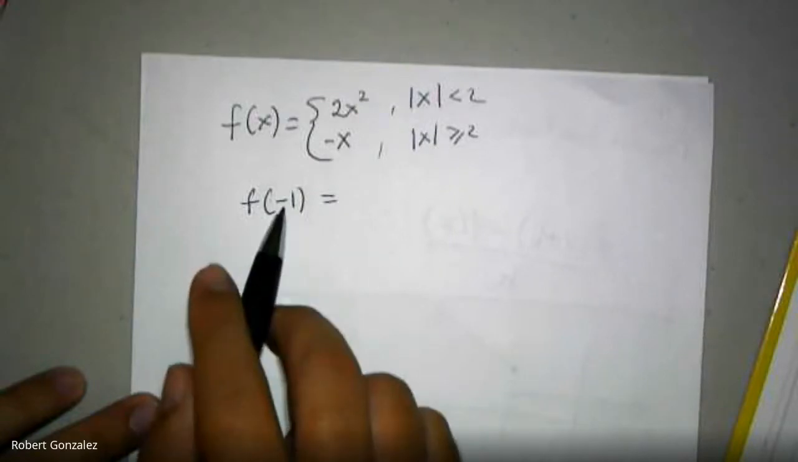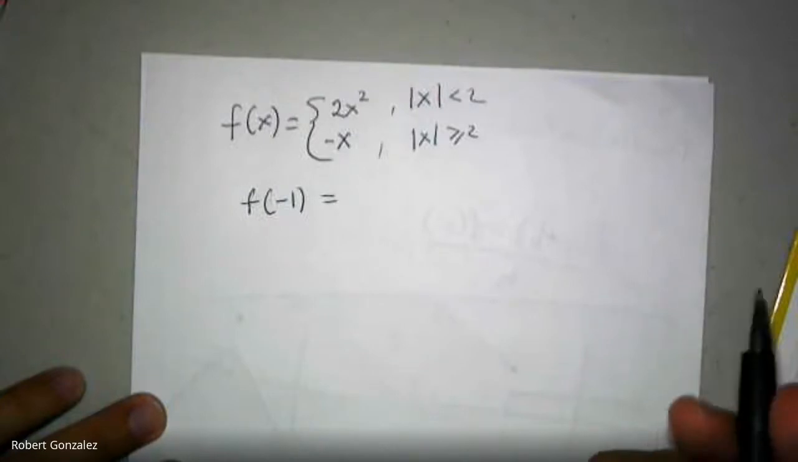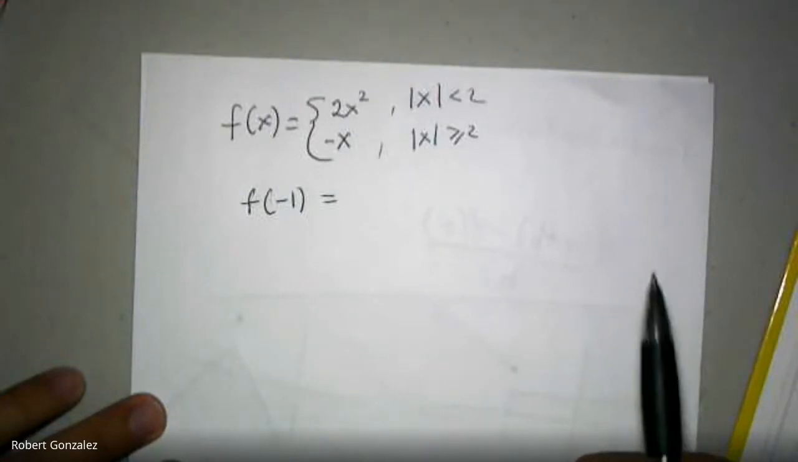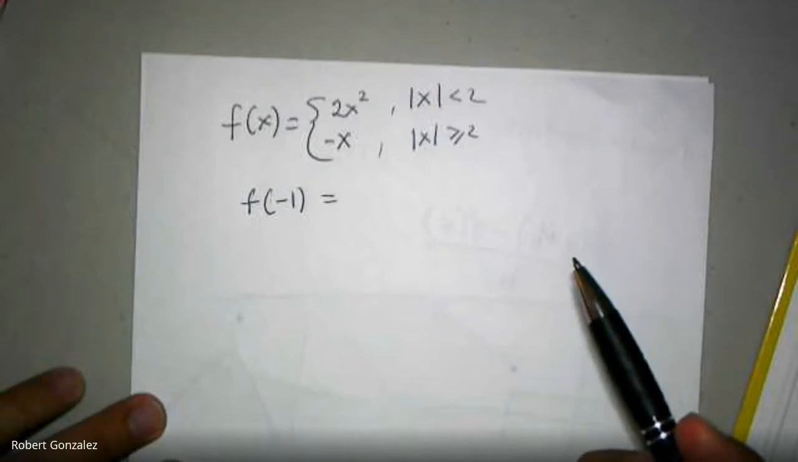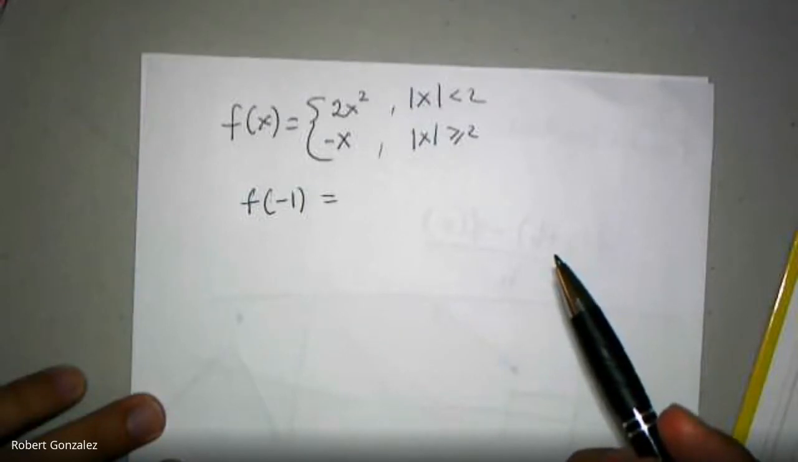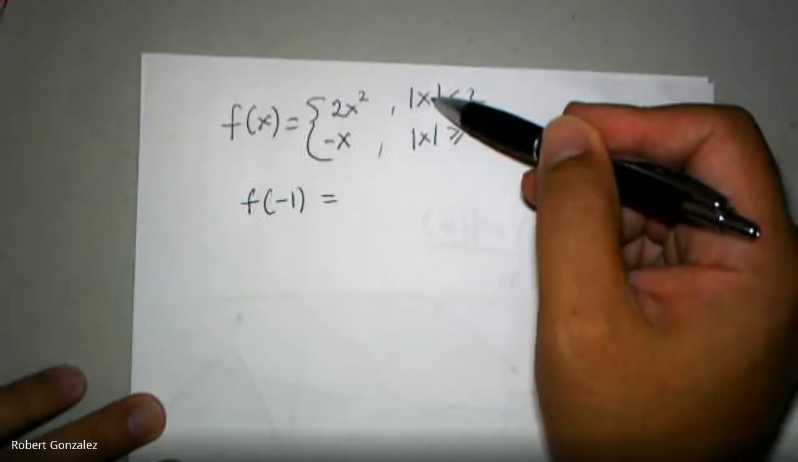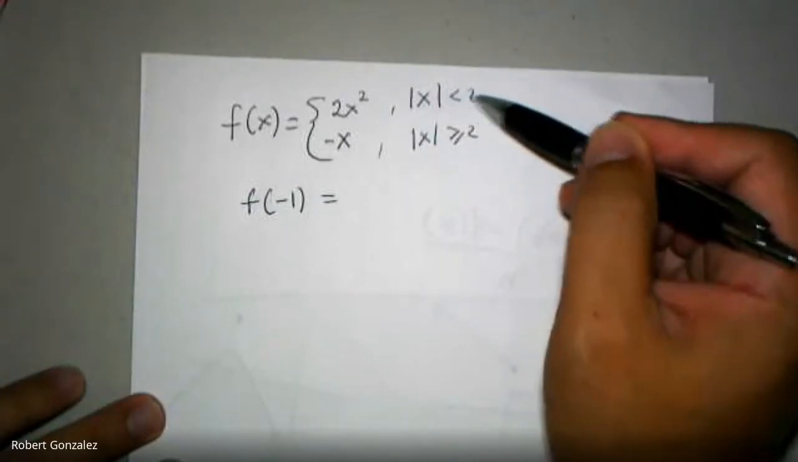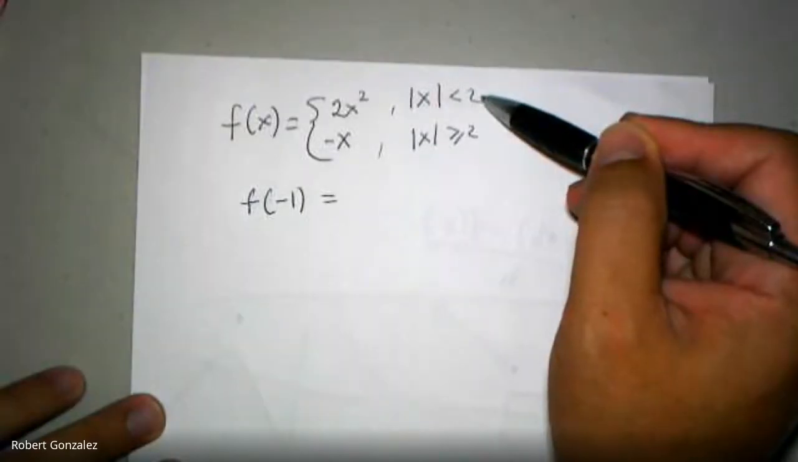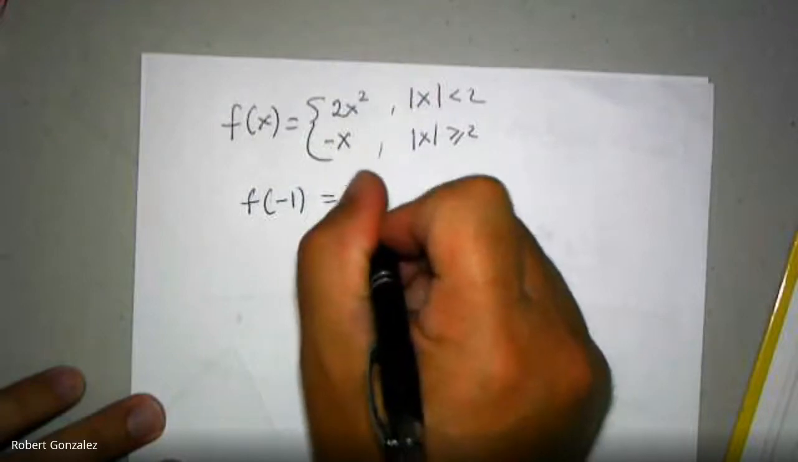Looks like we have to take its absolute value to see which category it falls in. Which one do you say it falls in? Point up for the top one, point down for the bottom one. Okay, I'm seeing most people say the top one. That's correct. If I take the absolute value of negative 1, it's going to be less than 2. We're going to use the top equation.